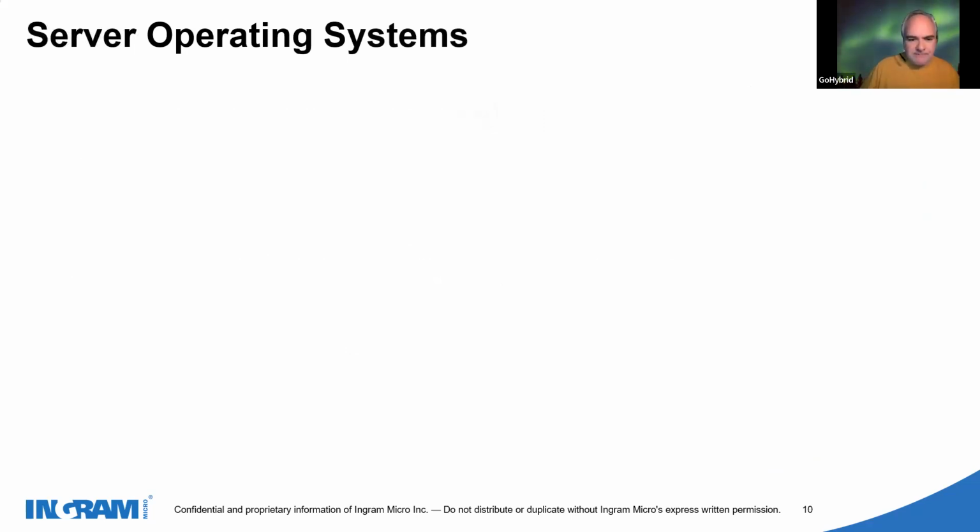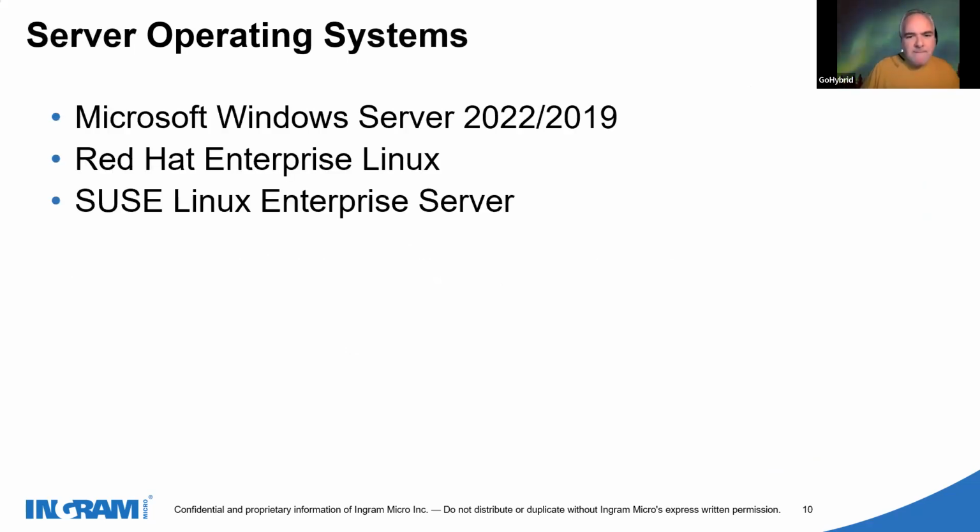Server operating systems. Few different ones that you've probably heard of in reference to servers. These are not desktop or notebook operating systems. You wouldn't find these installed on a desktop or notebook usually. You wouldn't want to install these on a desktop or notebook usually. Microsoft Windows Server 2022 or 2019 is still around and still used prevalently. Red Hat Enterprise Linux and SUSE Linux Enterprise Server are the most common ones.